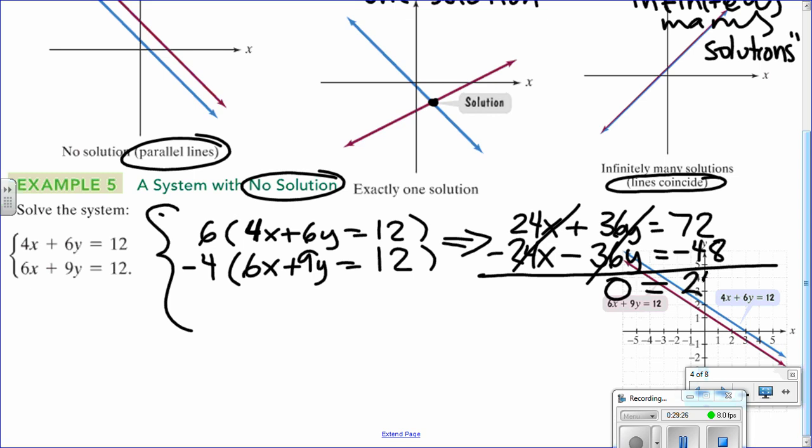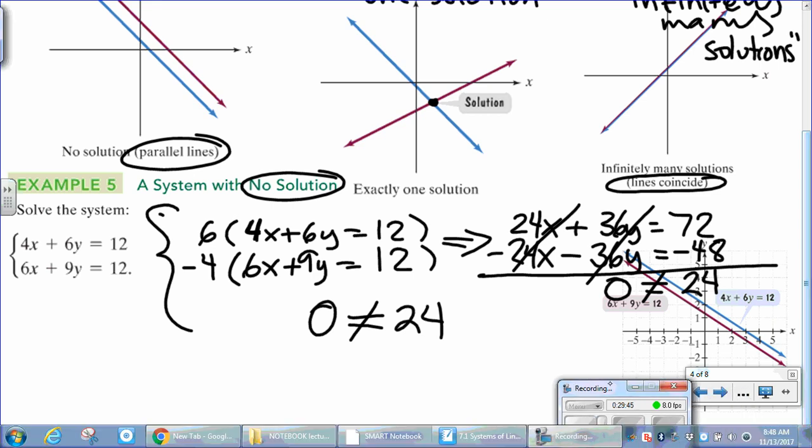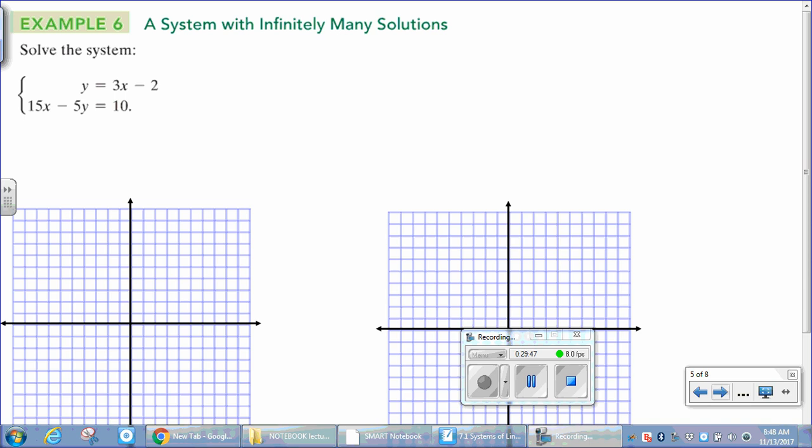24. So you know that 0 does not equal 24. So when you get a statement like that, like 0 equals a number, you know it's false. So that's how you know there is no solution. And graphically, they look like two parallel lines. That's another way you could check.